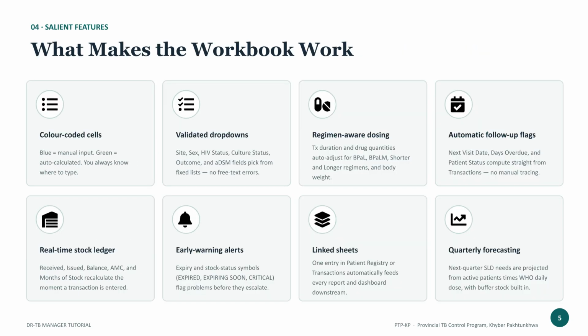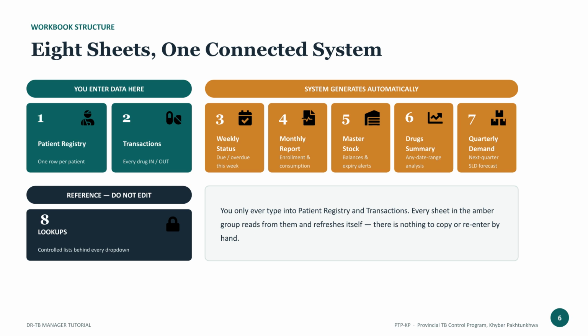The workbook's functionality is driven by several key features: color-coded cells, validated drop-downs to prevent entry errors, regimen-aware dosing, and automatic follow-up flags. It also includes a real-time stock ledger, early warning alerts, linked sheets, and automated quarterly forecasting. The workbook consists of 8 interconnected sheets. You only enter data into the patient registry and transactions sheets. The remaining sheets, including status reports, stock ledgers, and demand forecasts, are generated automatically.